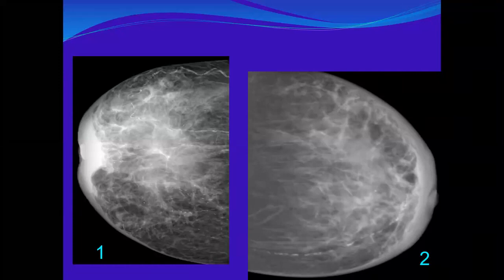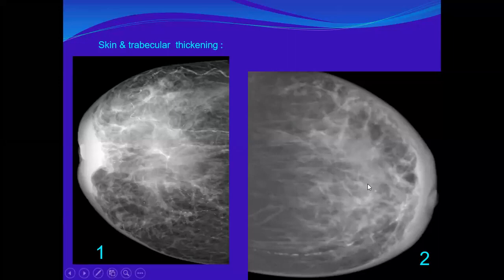Both are suspicious, but the right one is more suspicious. I agree with you. The right one is more suspicious because there is distortion and there is some tethering. You see, I'm pulling on the areolar skin, and there is significantly more thickening. I think both are malignancy.